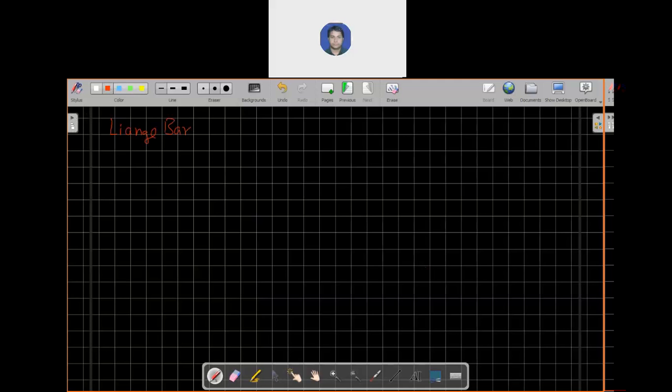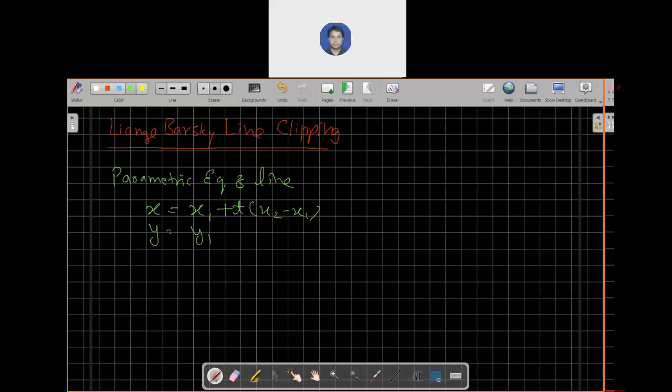Liang Barsky line clipping. The Liang Barsky line clipping algorithm uses the parametric equation of a line. Does anybody know the parametric equation of a line? If you know, you can write in chat, or you can even speak. The parametric equation of a line is x equals x1 plus t times (x2 minus x1), if you are given the endpoints of the line.